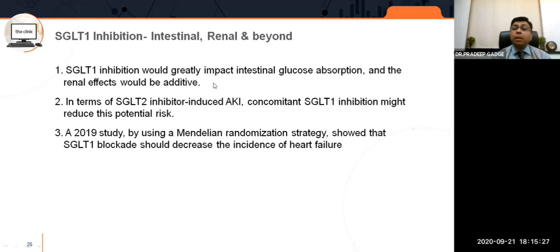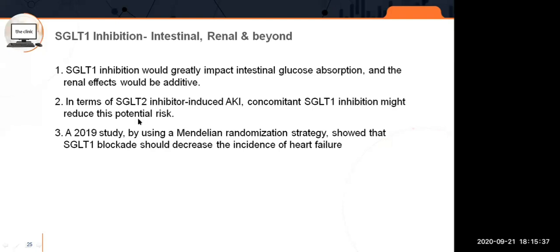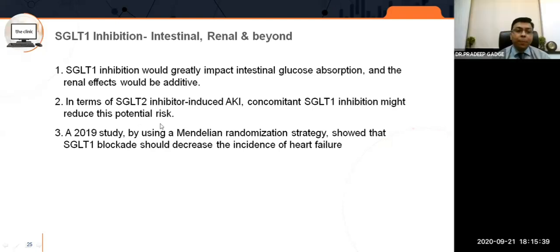Also, in terms of SGLT2 inhibitor-induced acute kidney injury, which is a rare thing to happen, studies have shown that concomitant SGLT1 inhibition might reduce this potential risk. So a definite advantage. And a recent 2019 study has shown that SGLT1 blockade should decrease the incidence of heart failure. And that is what is spoken about a lot these days, about SGLT2 inhibitors and their benefit in heart failure. And just imagine, a dual blocker would be a double advantage.